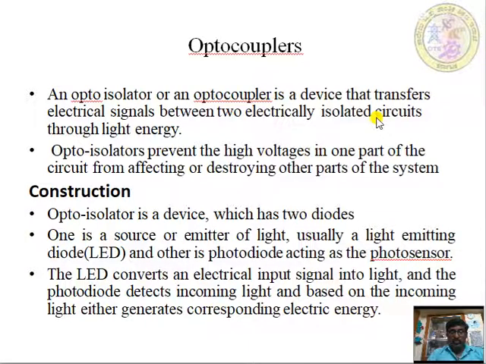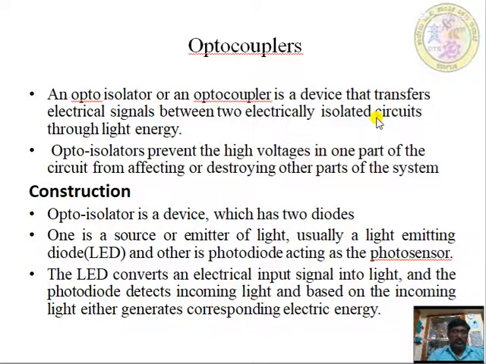Construction. An opto-isolator is a device which has two diodes. One is the source or emitter of light, usually a light emitting diode, and the other is a photodiode acting as a photo sensor. So we are using two diodes, one is an LED and another one is a photo sensor. The LED converts an electrical input signal into light, as we already know, and the photodiode detects incoming light and, based on the incoming light, generates corresponding electric energy.